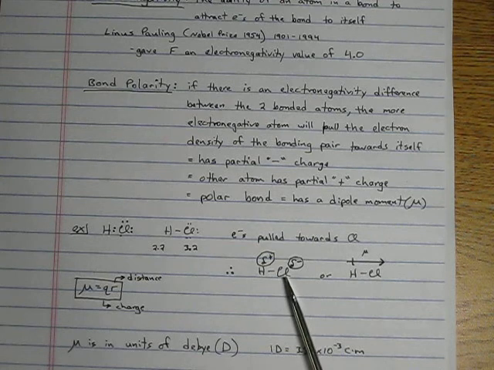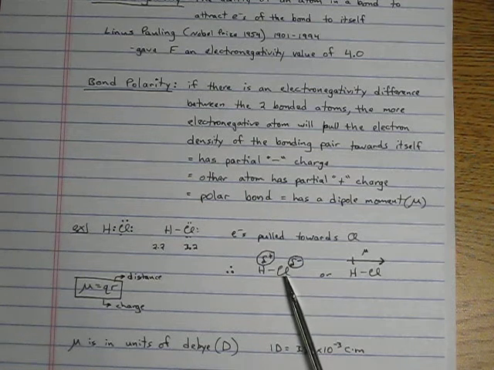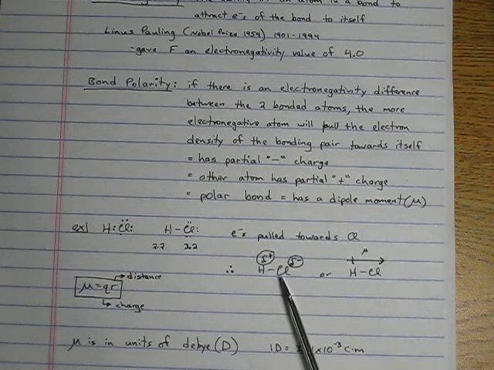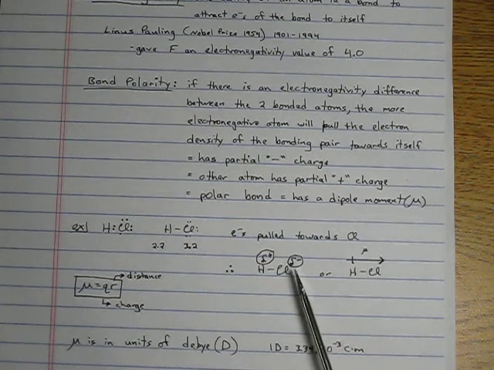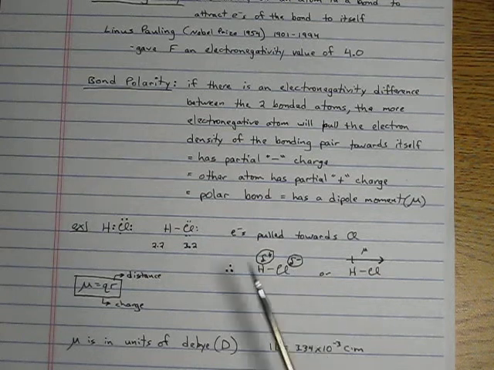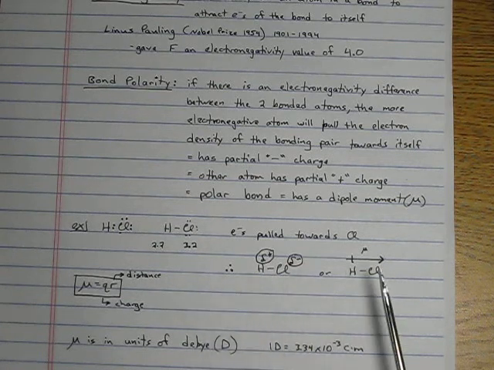H is bonded to Cl here. We know that fluorine is more electronegative than chlorine, so HF would have a more polar bond. Because fluorine's more electronegative, it will pull the electrons towards itself even more, giving it more partial negative charge on the fluorine and more partial positive on the hydrogen for HF. Therefore, that would have a stronger dipole moment for greater charge. So the greater the electronegativity difference between the two atoms, the greater the dipole moment is.